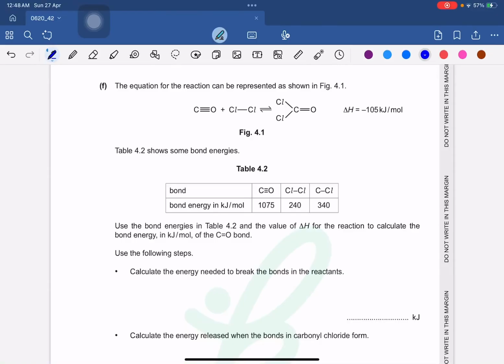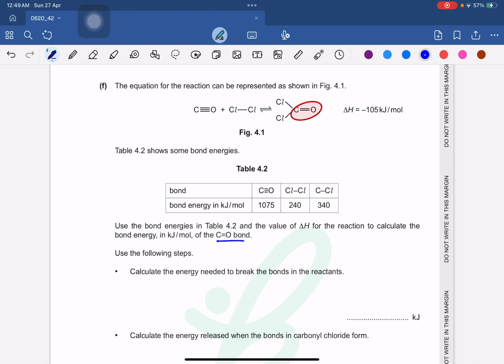Let us move on to the next question. The equation for the reaction can be represented as shown. The bonds are given and the delta H value is given, and also the bond energies are given. We need to find the bond energy for C double bond O bond, which is basically this bond. Let us start solving this.